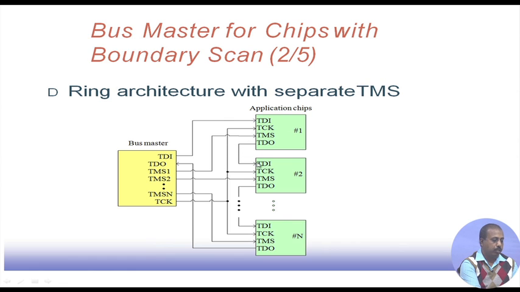The TDO output is connected to the TDI of the next one, but these TMS lines are distinct. For each chip there is a TMS line, and the test clock signal is common to all of them. So, here separate chips can execute separate instructions.